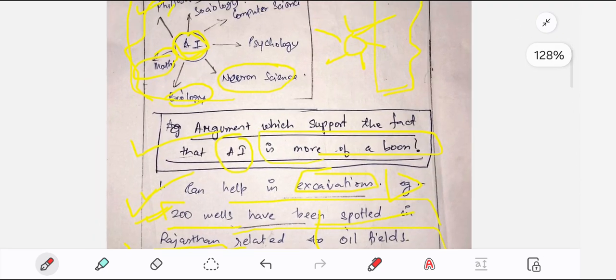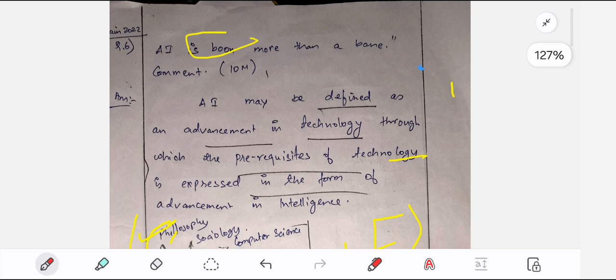So you already talked about boon. See, suppose this is a 10 marker question. If you write only about boon and you fill the entire pages, then you will get only 5 marks, means you will get marks only out of 5. So boon is 5 marks, bane is 5 marks.